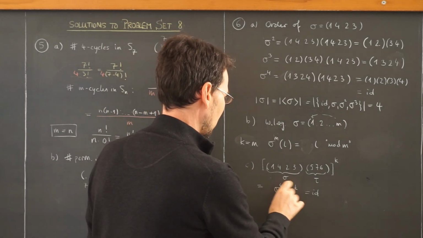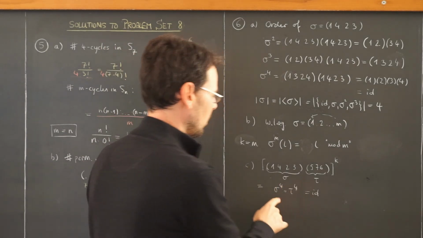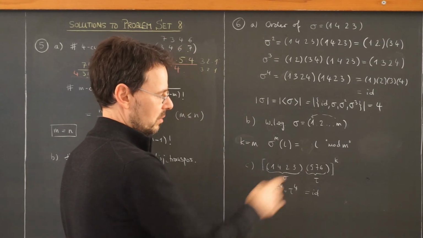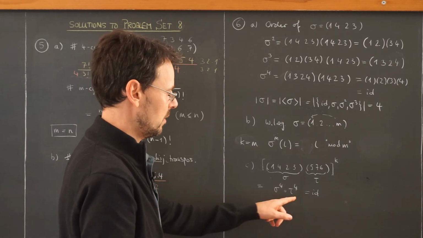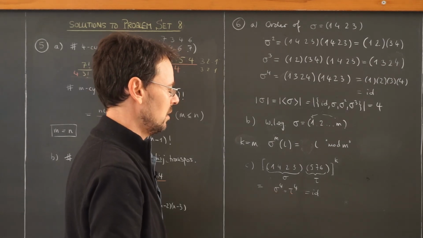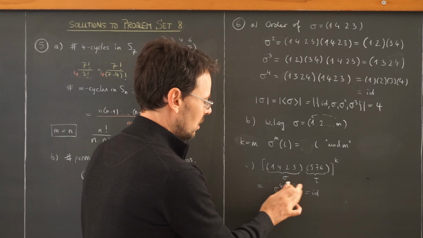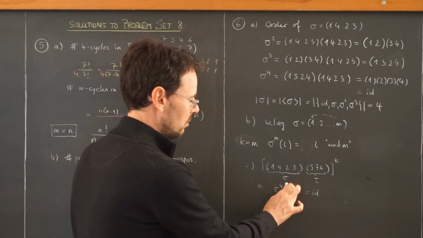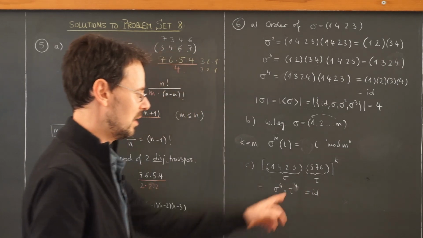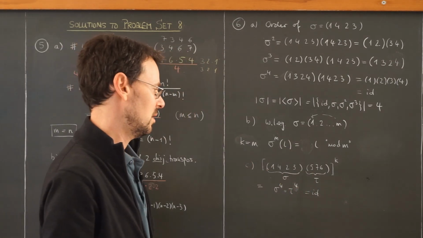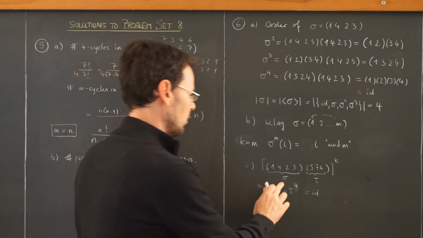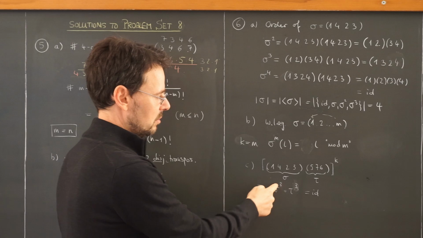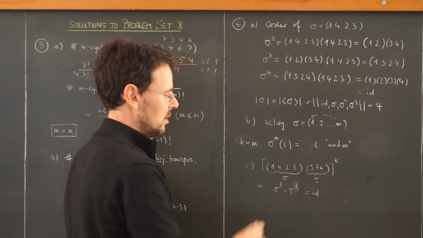This is important. Now, what could we try? We could take k equal to 4. Then this would be the identity, but this here not. You can try it for yourself. This will not give you the identity. Why? Because tau to the 3rd power is the identity, so tau to the 4th power is identity times tau, which is not the identity. We could try 3 here, but sigma to the 3rd power is not the identity.